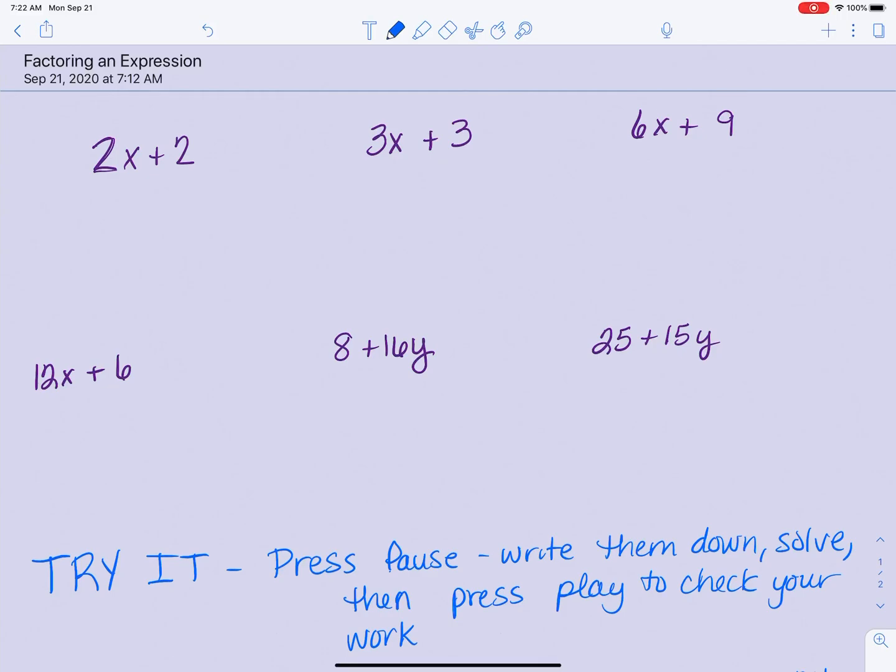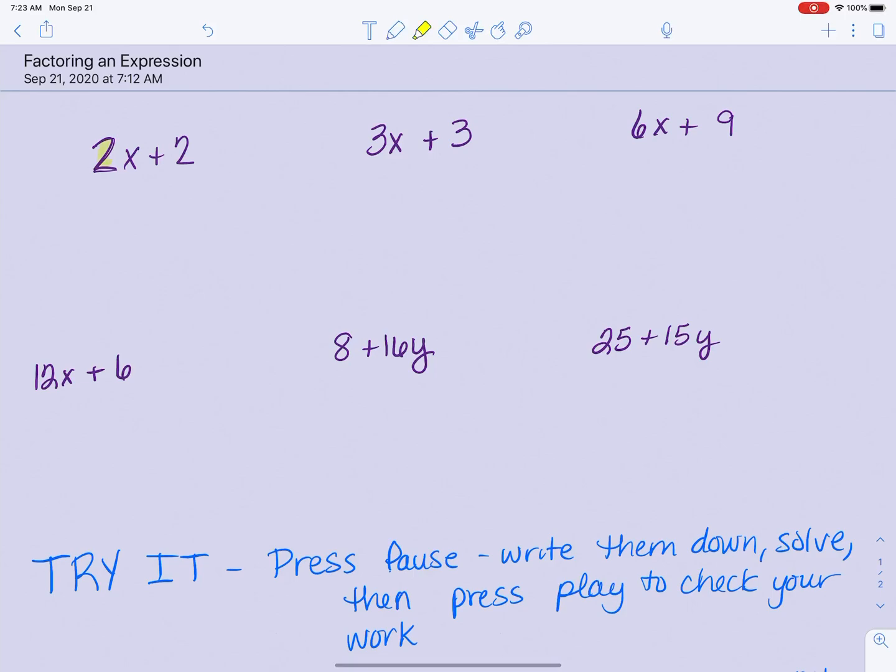Okay, so this is our DMR introduction. It's a lot of practice, and then you try it to make sure that you understand the concept. DMR does affect grades quite a bit, and we are trying to continue to build on distributive property. So think of factoring as the reverse of the distributive property.